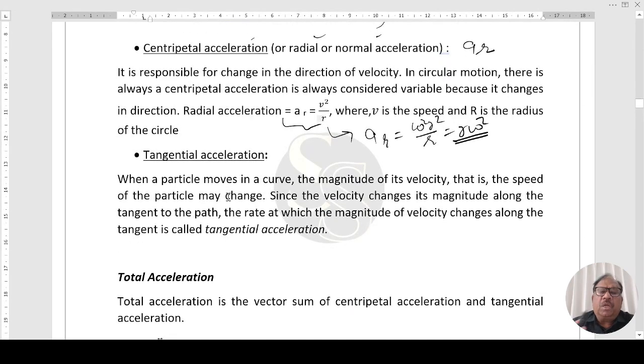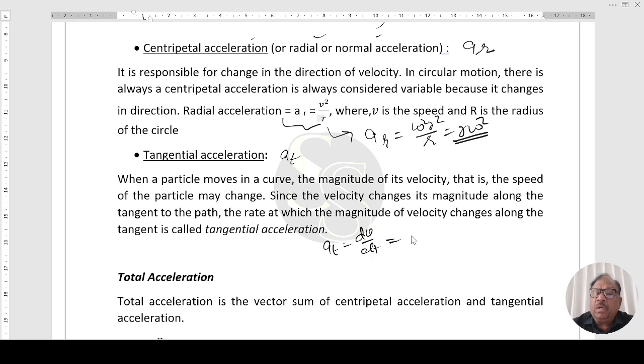Next, tangential acceleration. When a particle moves in a curve, the magnitude of velocity, that is the speed of the particle, may change. The rate at which the magnitude of velocity changes along the tangent is called the tangential acceleration. That is AT equal to dv by dt.